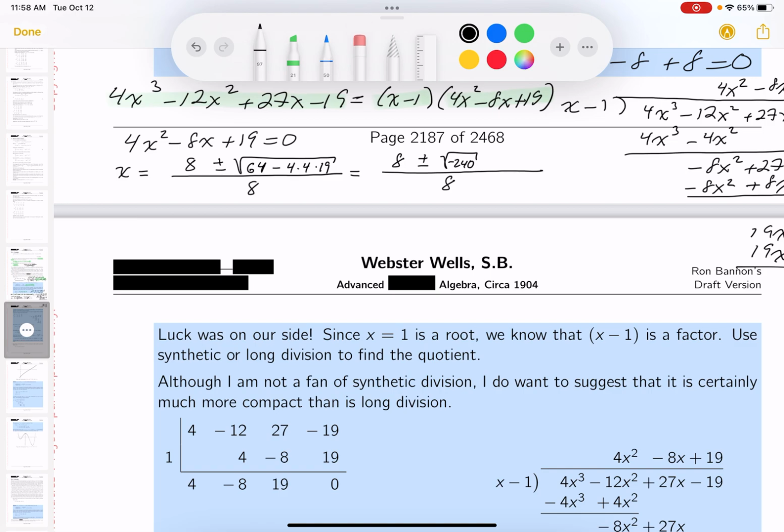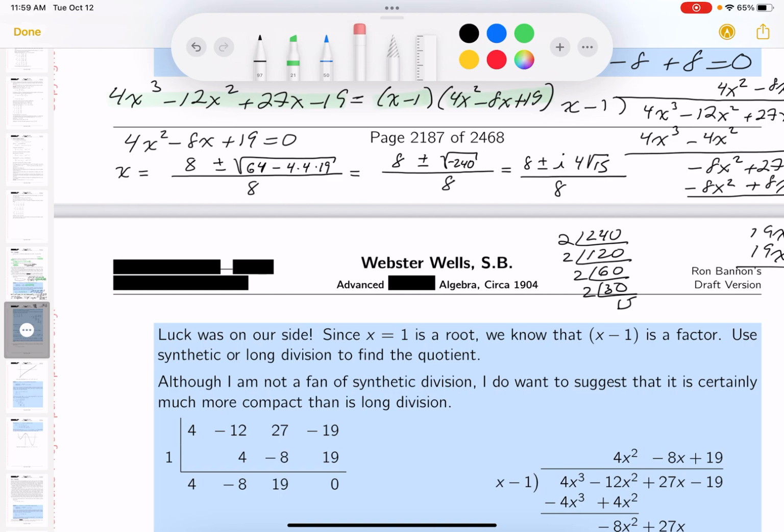Now, I hope you remember this is going to be complex here. Get my eraser out. And I'll put this over here. So this will be 8 plus or minus i. What's frustrating is, if you do make a mistake and you look at your answer key, you have to do it again. But I'm being somewhat careful. 240, 2, 120, 2, 60, 2, 30, 2, and 15. So I'm going to say it's 4 root 15.